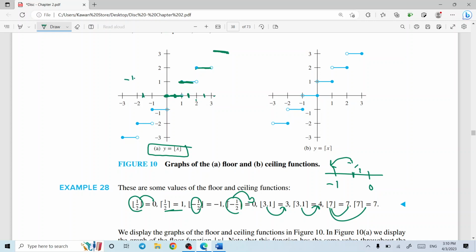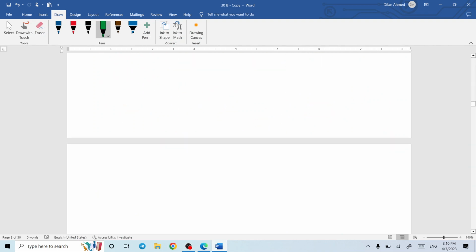How about minus 1.5? Minus 1.5 is between minus 1 and minus 2, right? Because I'm talking about the floor, I'm going to the smallest one. So what will I get? Minus 2. You can see I have a minus 2 here, not all of it, just here. So that's how we graph them.